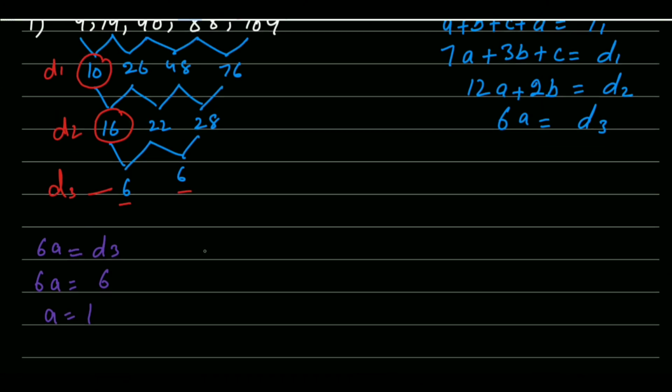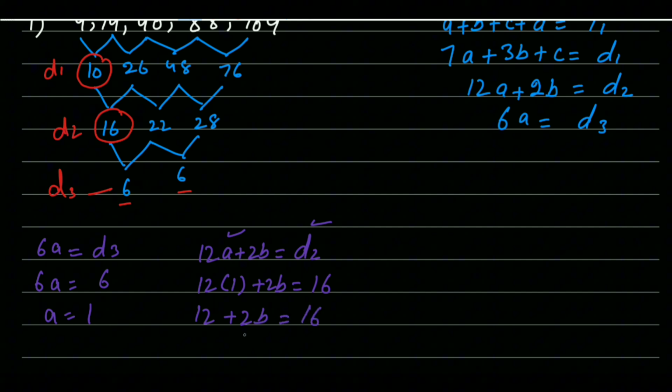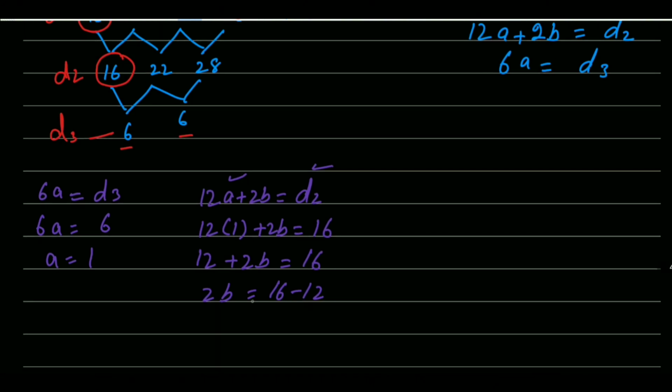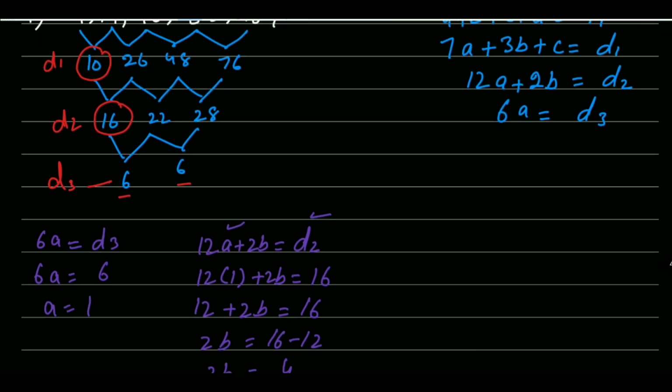Now we will use the second last equation, that is 12a plus 2b is equal to d2. So I told you what is d1, d2 and d3. Now you will put the value of a and d2 here, and you will get the value of b. 12a is 12 plus 2b and d2 is 16. 12 plus 2b is equal to 16. 2b is equal to 16 minus 12. 2b is equal to 4 and b is equal to 2. Now we got the value of b from the second last equation.